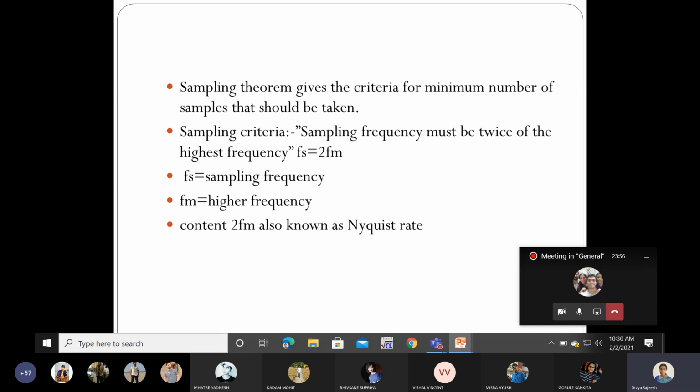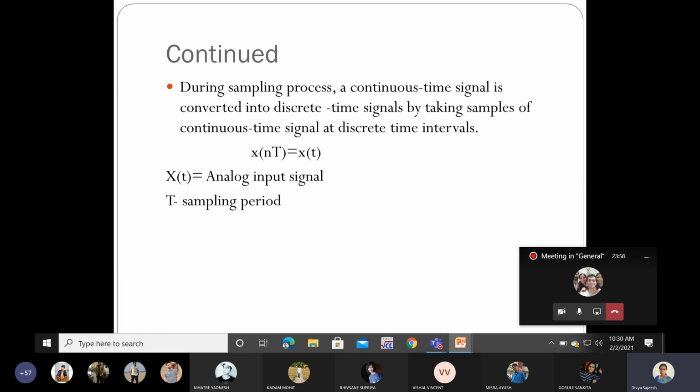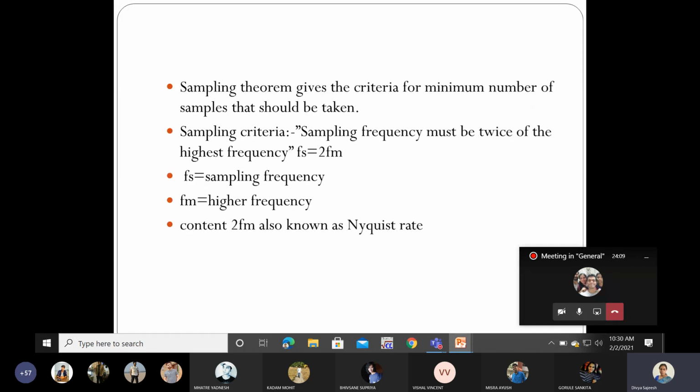So this much is about the sampling theorem. The sampling process converts a continuous time signal into discrete time signals, and during the sampling process the sampling frequency should be twice the highest frequency in the signal.